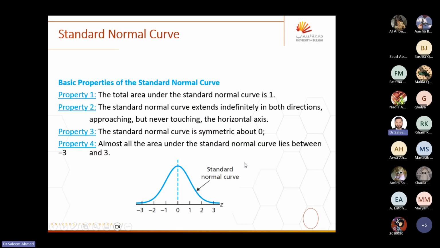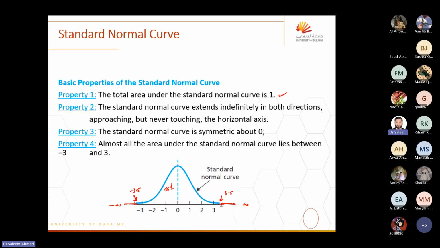The total area under the standard normal curve is 1. Not just the standard normal curve, the total area under any normal curve is 1. The standard normal curve extends from minus infinity to infinity. It does not stop. You can see that this point is almost minus 3.5 and this point is almost 3.5, but it starts from minus infinity and continues towards infinity. It never stops. But if you look at the area beyond minus 3.5 and 3.5, it is very, very small.